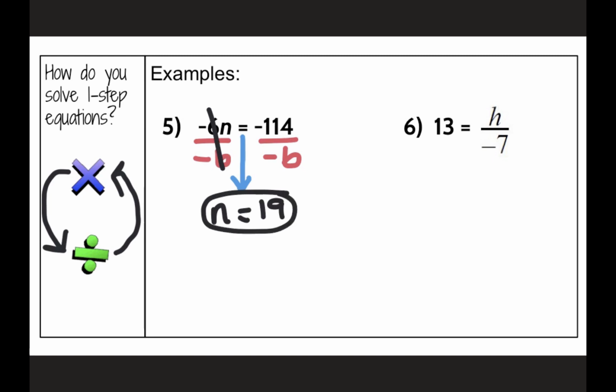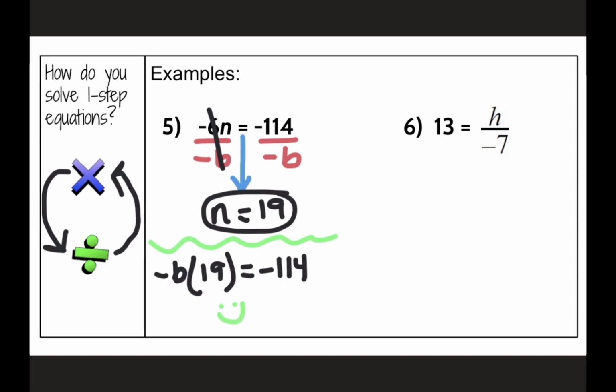19. Now before I say I'm done, let's use substitution. We're going to take 19 and plug it in for n. Negative 6 times 19, does that equal negative 114? Check it on your calculator. I know right now my signs are right because this is a negative, this is a positive, therefore my answer would be negative because the signs don't agree. And when I take 6 times 19, I get 114. So yes, I solved correctly.